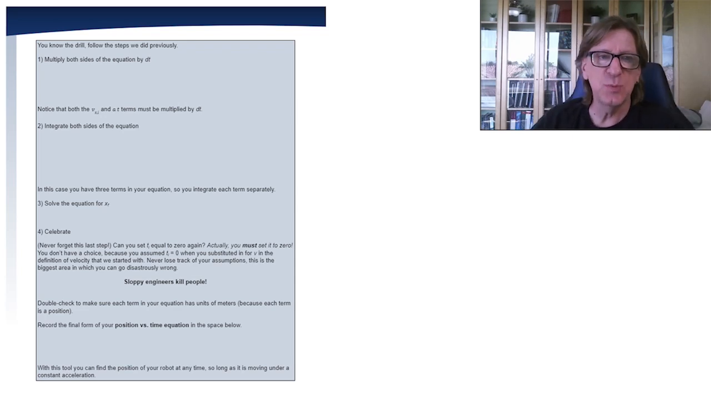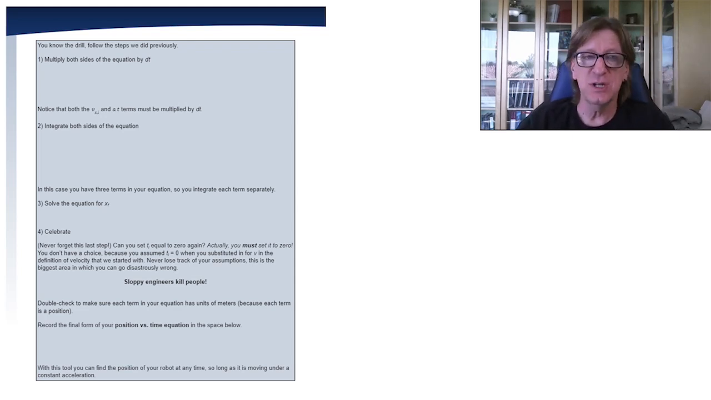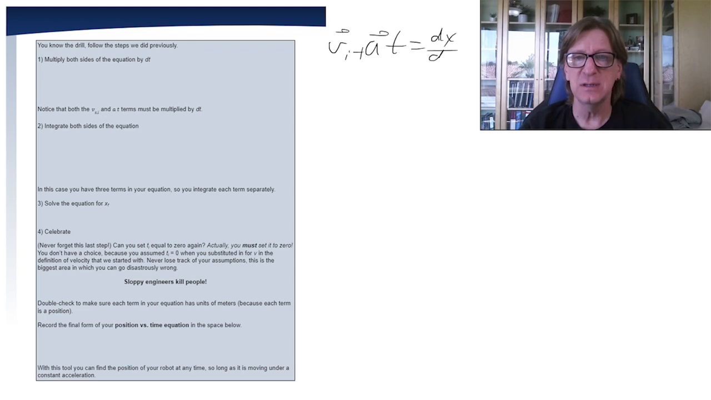So on the next page in your book, we're going to take that equation and multiply both sides by dt. Remember, when I had vi plus at is equal to dx dt, I cannot integrate that. I want x, the position versus time. But I can't integrate because there's no differential on the left-hand side, and I've got this fraction on the right-hand side. So I'm going to multiply both sides by dt.